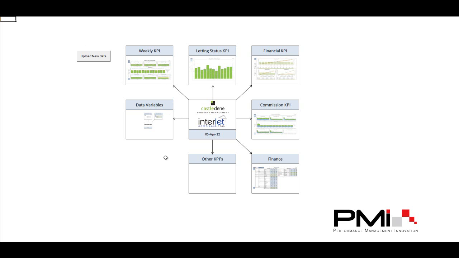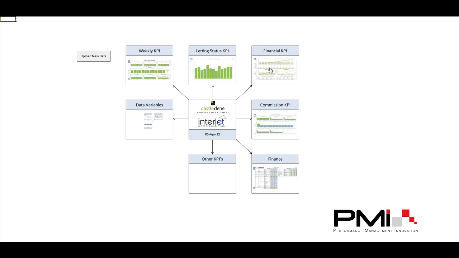You've got the same home sheet. You've got the buttons that you click to go to those particular KPIs. What's missing is the data input menu here. That's removed purely because there is no data input within the master dashboard. The master dashboard pulls all the data from each of the branch level dashboards.